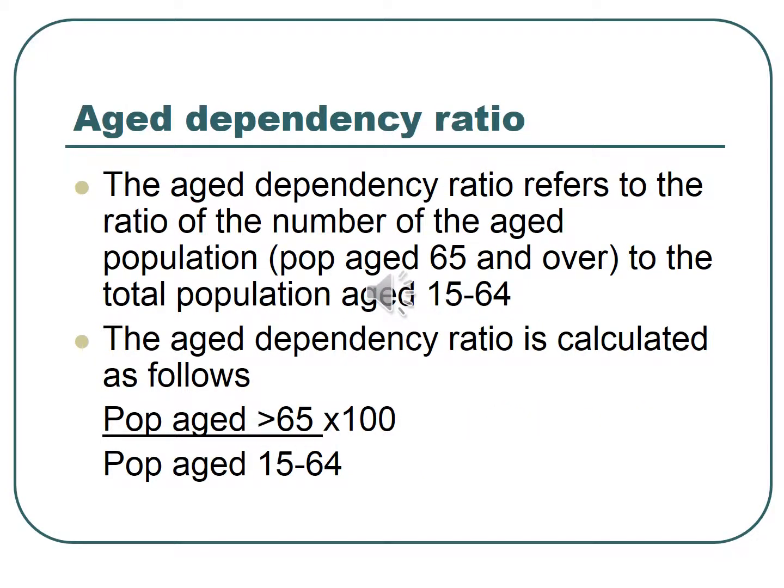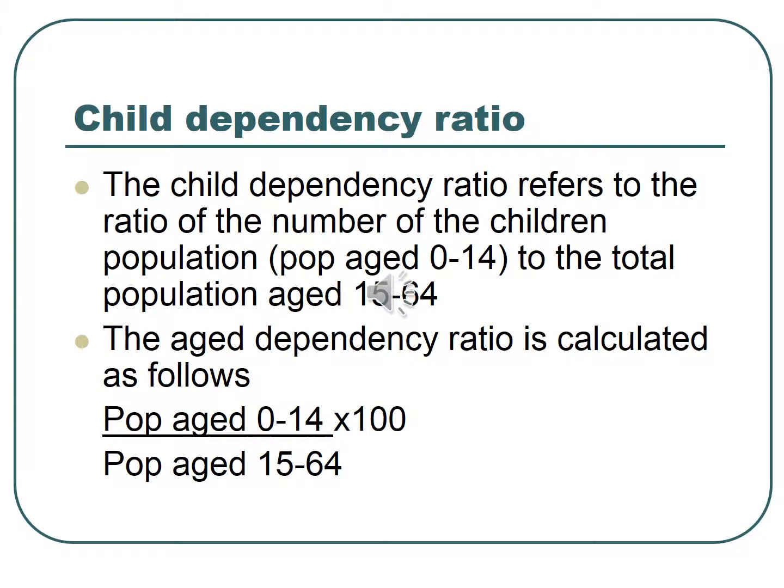Aged dependency ratio refers to the ratio of the number of aged population, so population aged 65 and over, to the total population aged 15 to 64. The formula as shown on the slide. Child dependency ratio refers to the ratio of the number of children population aged 0 to 14, to the total population aged 15 to 64. The formula as shown on the slide.